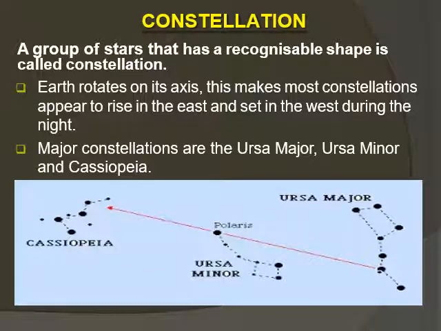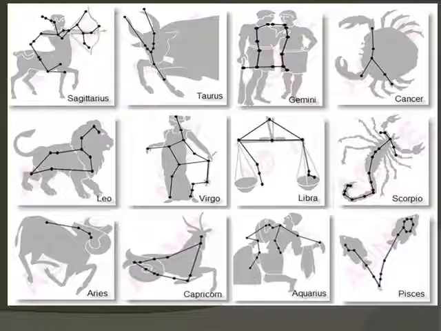Constellations. A group of stars that has a recognizable shape is called a constellation. Earth rotates on its axis. This makes most constellations appear to rise in the east and set in the west during the night. Major constellations are Ursa Major, Ursa Minor, Cassiopeia. Zodiac signs have been derived from these constellation shapes.